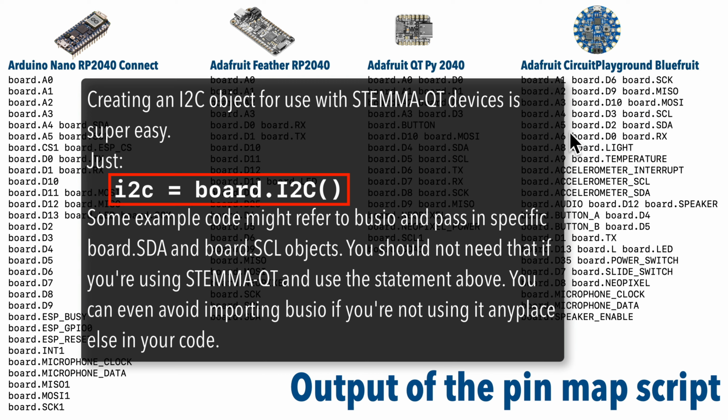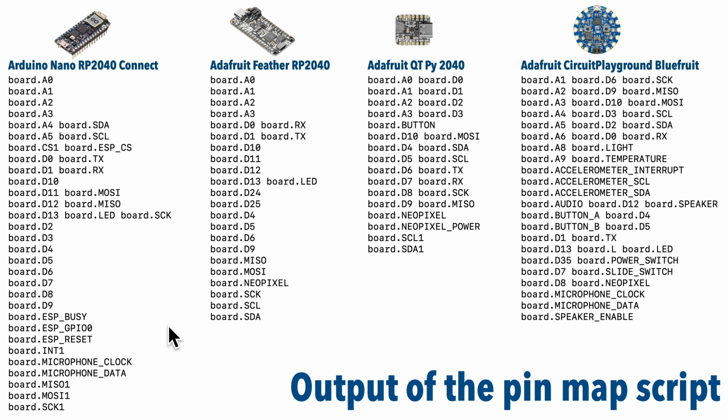If we give it the name I2C, we just set it equal to board, dot, and in capital letters, I2C, open and close parens. Now, if we keep looking at this output from the pin map script, we can also see that there are other things that are board specific. So for example, on the Arduino board that I'm using, we see some things referring to the built-in microphone. On these other 3 boards, we have NeoPixel lights, but there's not a NeoPixel on the Arduino. We have LED objects on all boards except for the QT Py.